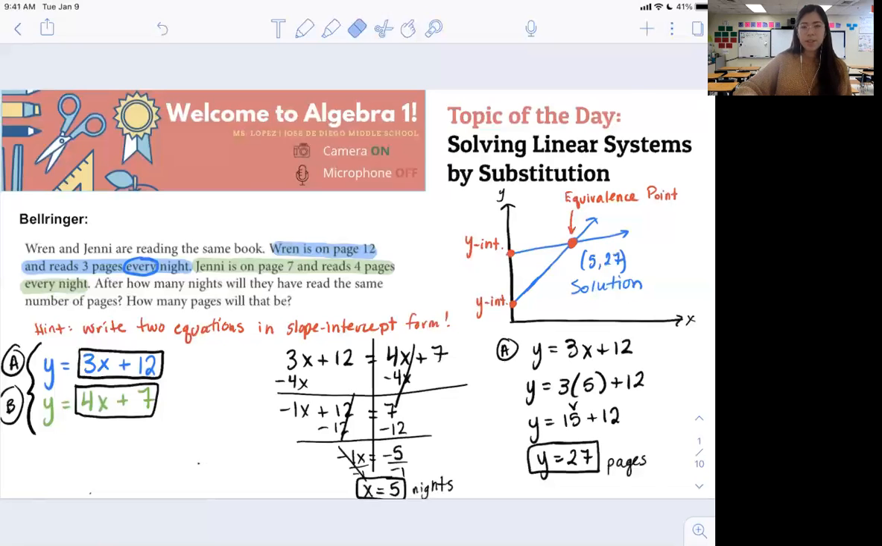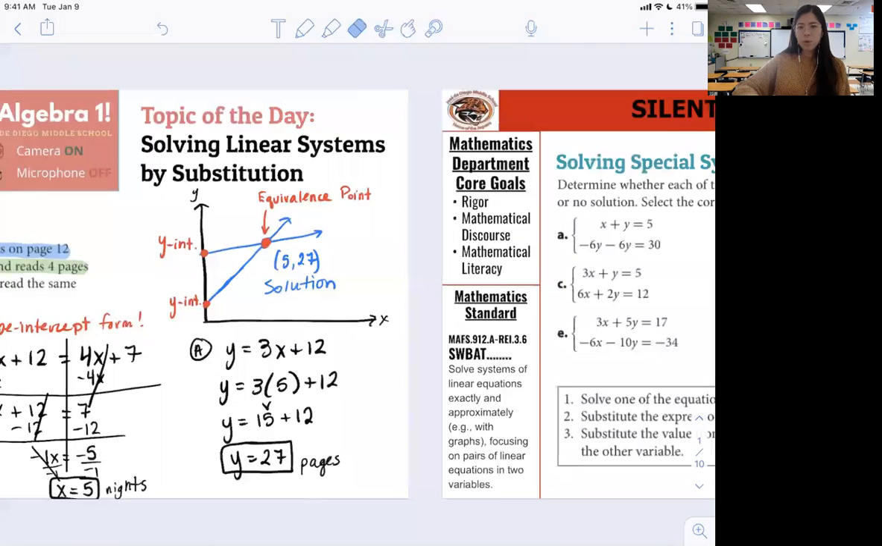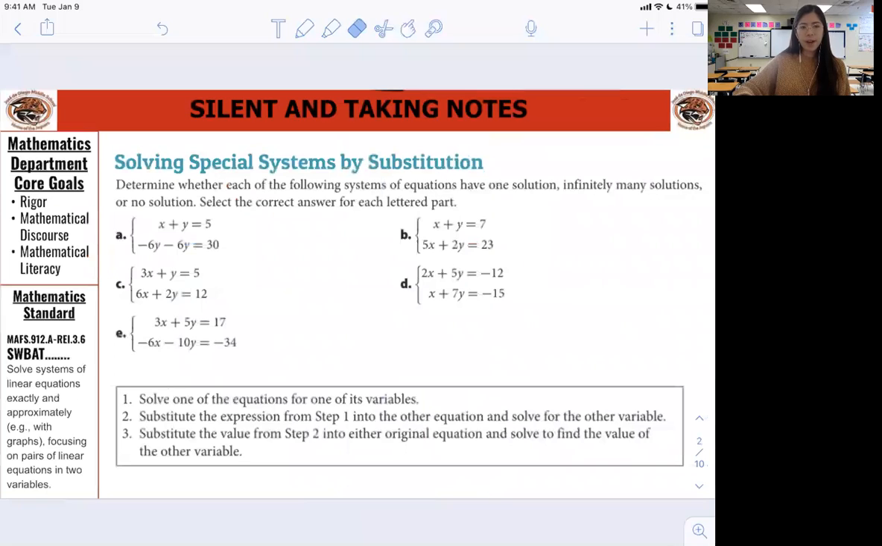We're going to continue with substitution. What we're going to do is I have these 5 examples that we're going to do together. And after we do these 5 examples, I'm going to give you guys a chance to work on some problems completely independently at the end of class. I'll play some music and then you guys can work on your own and check your answers with me as you go. So that is the plan for today.